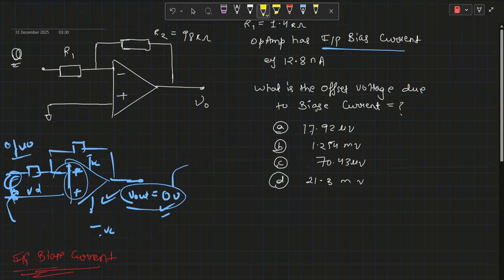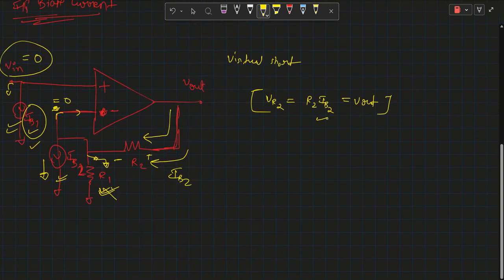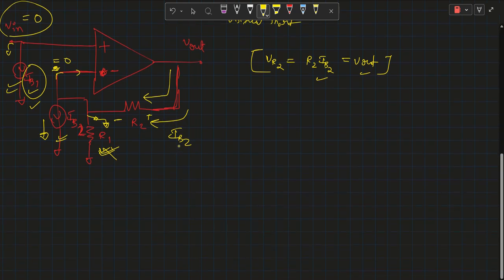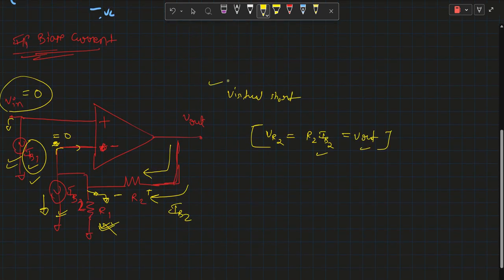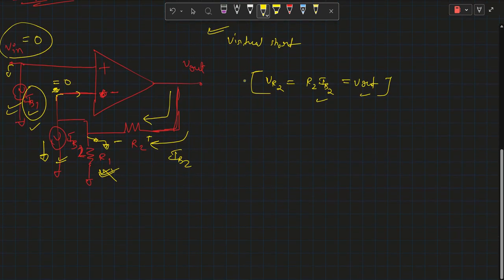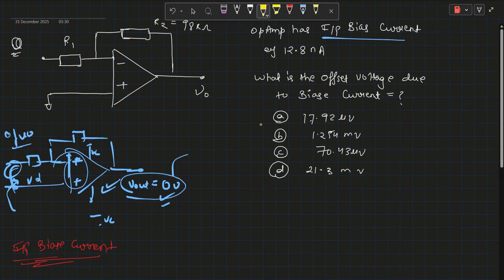So we find out the offset voltage due to bias current. The offset voltage due to bias current IB2 is R2 IB2. Okay, and there is a correction method to compensate this offset voltage. I will explain this later some other time. So go back to our solution.